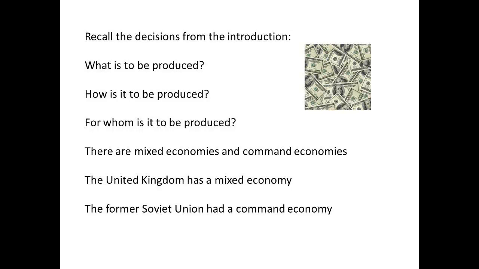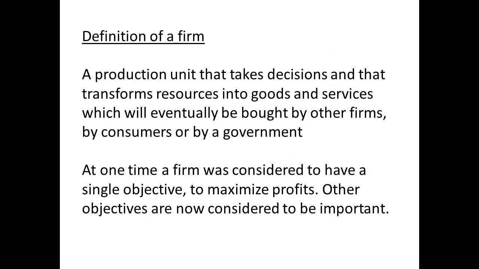Most economies are mixed economies. Some decisions are taken at government level, but the vast majority are taken by individual firms that operate in the market economy. The production unit in economics is called a firm. This is a decision-making unit. It takes the decisions that we referred to earlier. As a production unit, it will transform resources into either goods or services. These products will be purchased by the consumers, which may include the government or other firms.